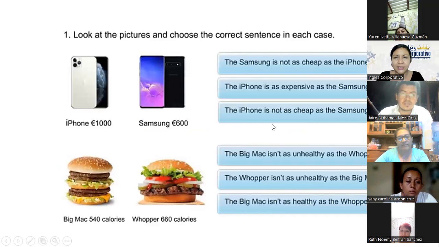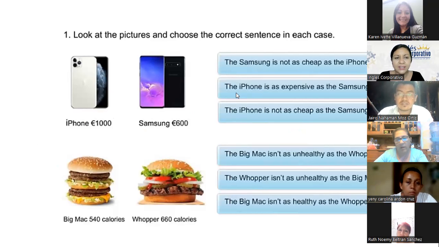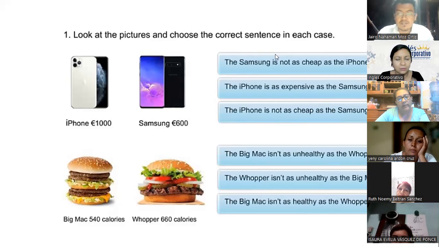Now, you have to choose the correct sentence in each case. Look at the picture carefully. We have an iPhone, 1,000 euros, and a Samsung with 600 euros. The Samsung is not as cheap as the iPhone. The iPhone is as expensive as the Samsung. Or the iPhone is not as cheap as the Samsung. The iPhone is not as cheap as the Samsung. Very good. The iPhone is not as cheap as the Samsung because the Samsung is cheaper.